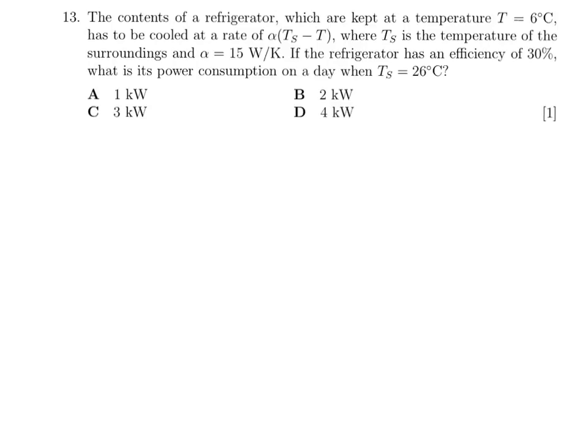Now this question looks really unfamiliar, but it's actually quite straightforward, because we're told what the equation that we need to use is. So it's this equation that involves alpha and T, which Ts, which is the surrounding temperature, take away the temperature that we want to cool the food to. The only complication is the efficiency of the refrigerator is 30%. So just plugging those numbers into this equation that we've been given here.